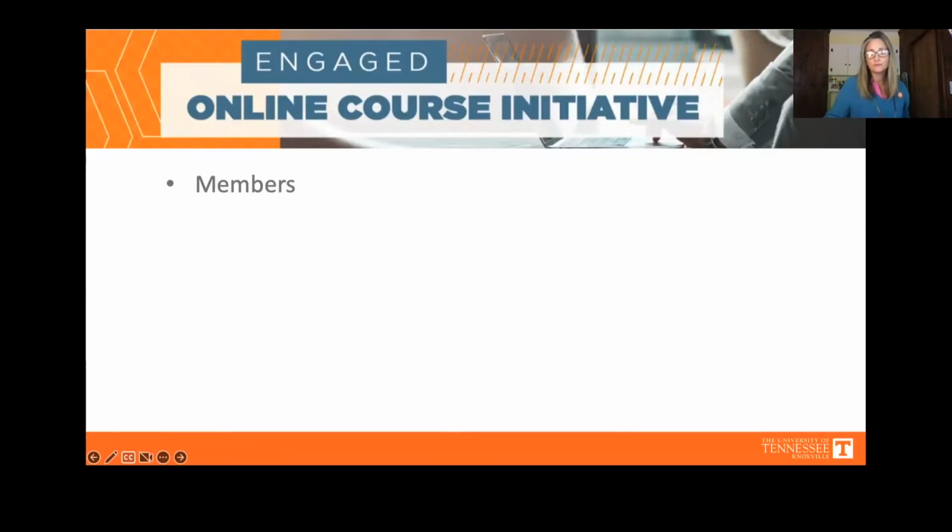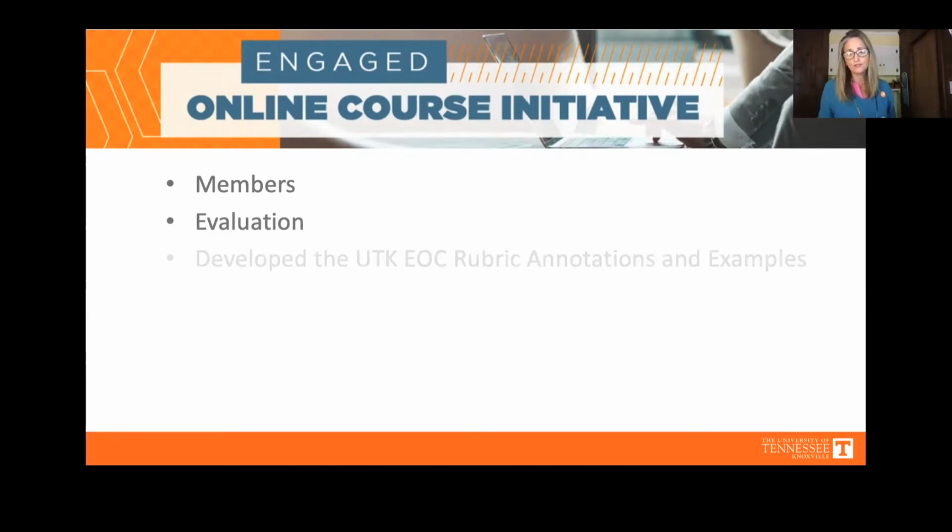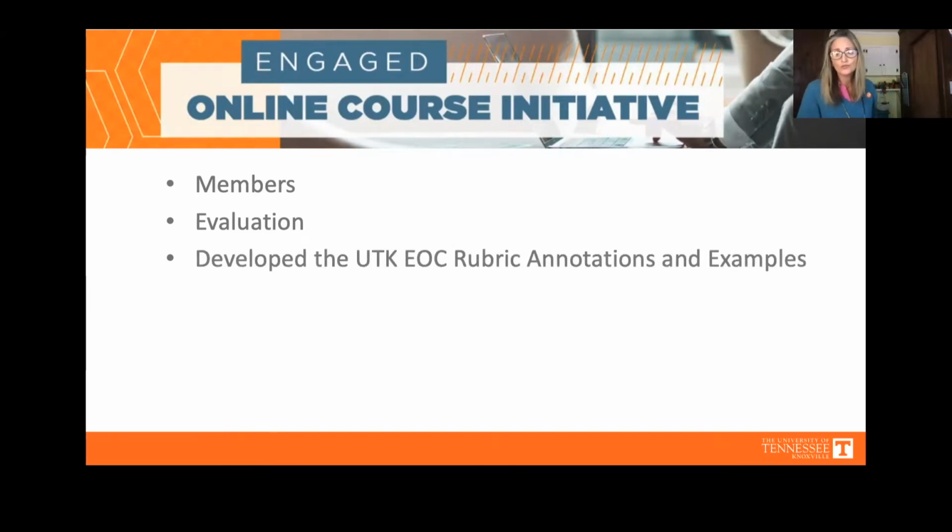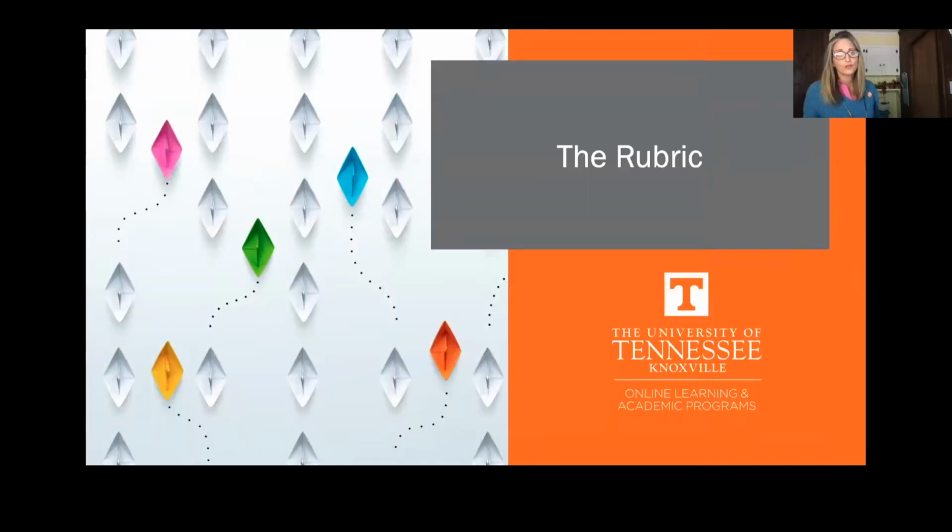Okay, so like I said, we evaluated a variety of rubrics and principles surrounding online course design and delivery. The QM rubric, the SUNY OSCQR rubric, and Universal Design for Learning were just a few. This collaborative effort resulted in the Engaged Online Course rubric, with annotations and examples. Okay, so now we're going to get into the rubric. We now have a set of 42 quality assurance standards available.